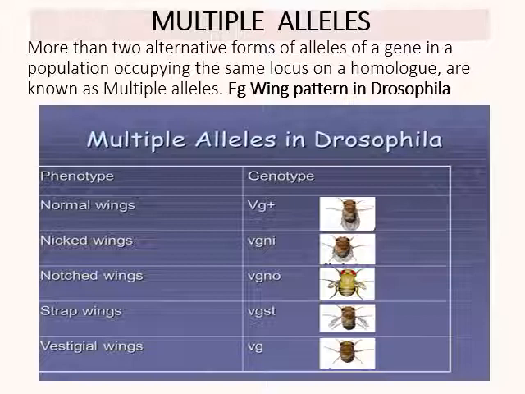Now we are going to study multiple alleles. When more than 2 alternative forms of alleles of a gene in a population occupy the same locus, locus means position, on homologous chromosomes, they are known as multiple alleles. We have already studied homologous chromosomes, that is, one chromosome is maternal while the other is paternal. This pair of chromosomes which are structurally, functionally and genetically identical to each other are called homologs of each other.